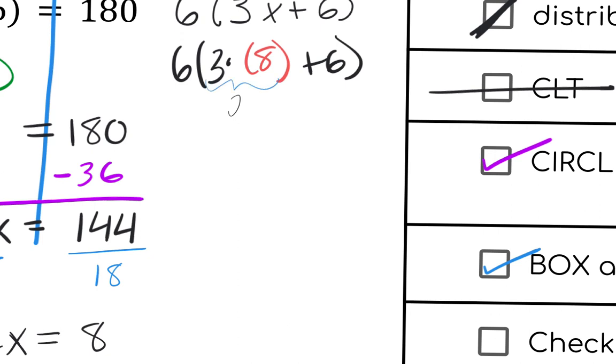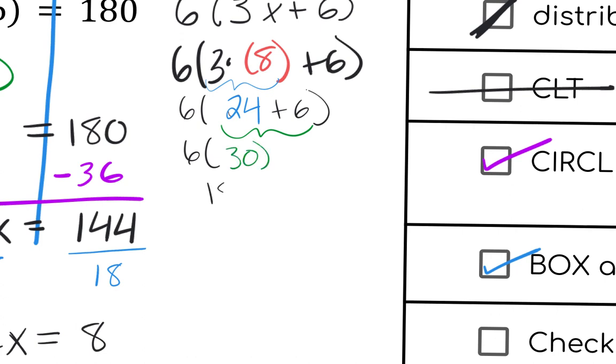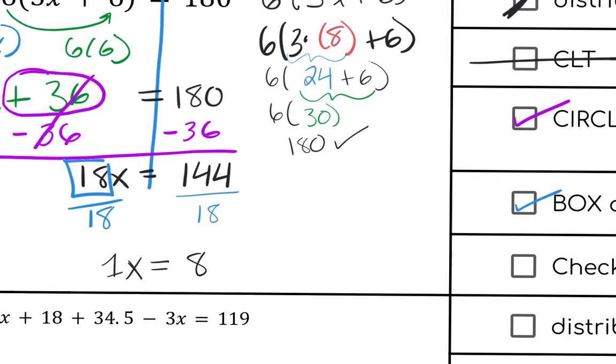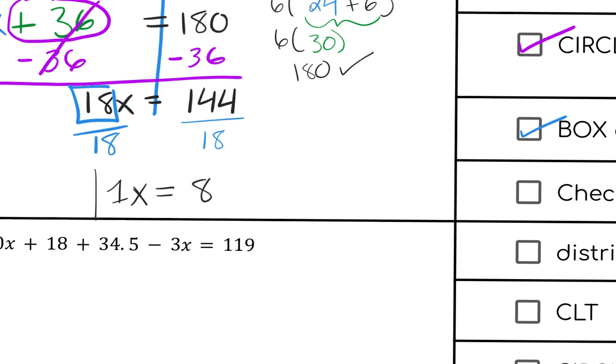3 times 8 is 24. Then I have addition inside of the parentheses. 24 plus 6 is 30. And 6 times 30 is 180. So since I got them to equal the same thing, that means that x equals 8. That is indeed my solution. So we checked our work.